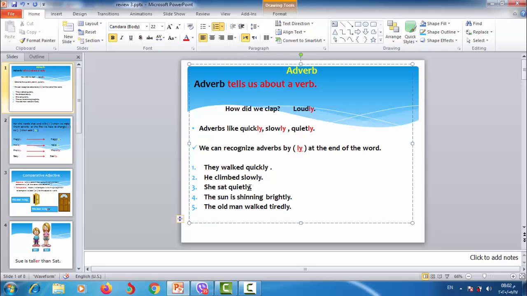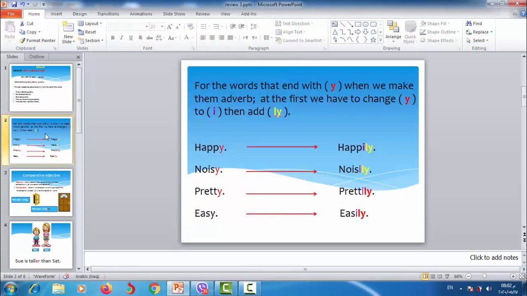So how do you know it? How do we know which word is adverb? First of all, it tells us about what? A verb, and also it ends with ly. So that's the point about adverb.